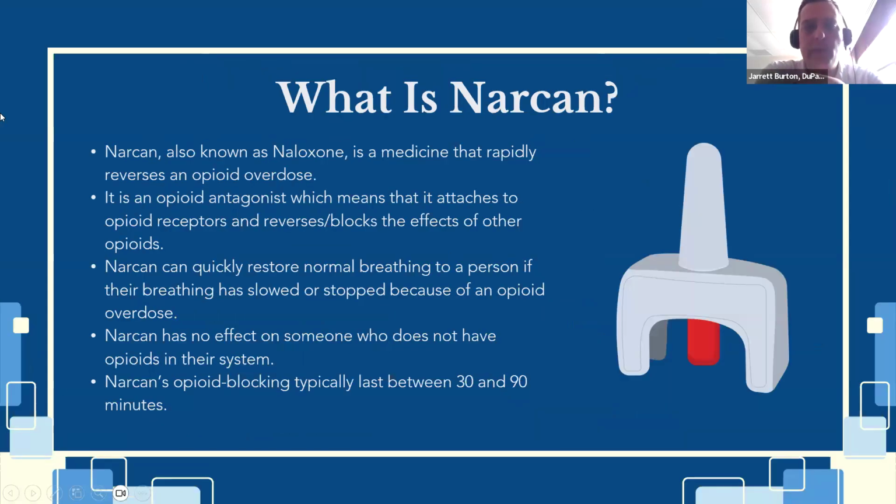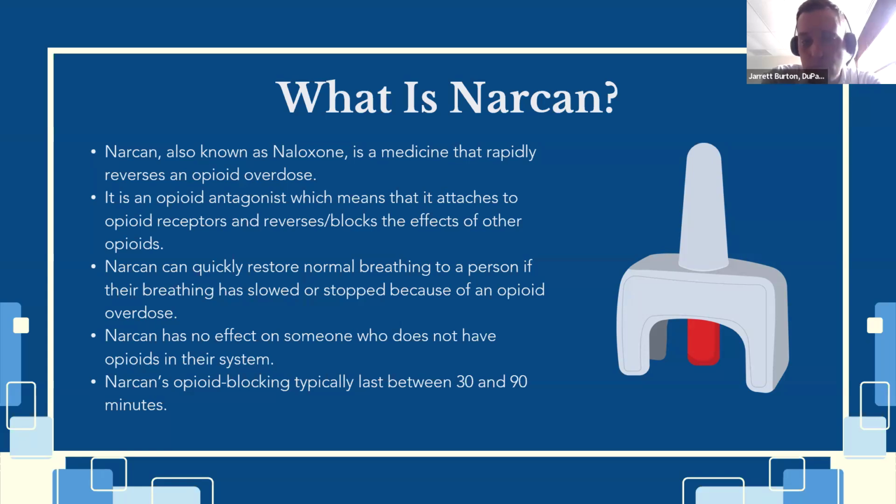What is Narcan? If you're unfamiliar, the active ingredient is also known as naloxone. That's the medicine that's going to rapidly reverse an overdose. It's an antagonist, which means it is going to attach to the opioid receptors and then block or reverse the effects of other opioids. Important to note that the naloxone is not going to flush your system. The opioids are still in that person's system. It just temporarily blocks them anywhere between 30 and 90 minutes, depending on the person's body chemistry, but also how much they took. It attaches to those receptors and blocks things.